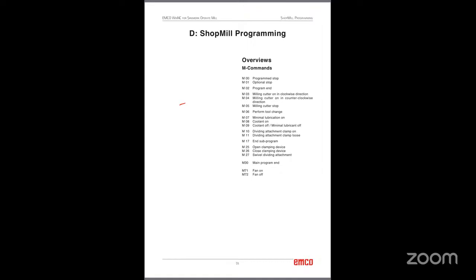Then we have another code called M02. M02 means program end, that means finished. There is another code called M30. I will explain the difference between these two. If M30 is executed, it will reset the program, so you can continue again. M02 means program end, finished.